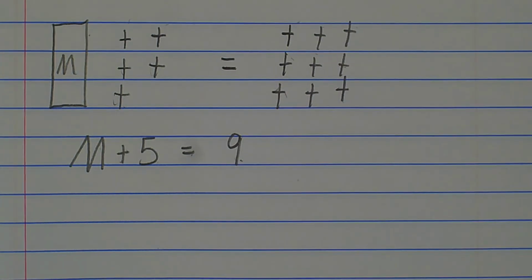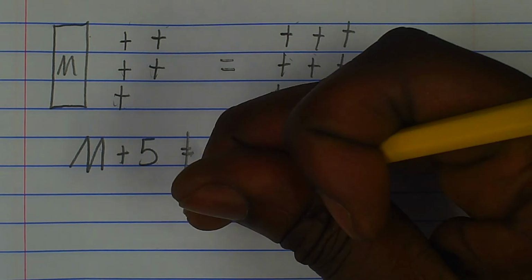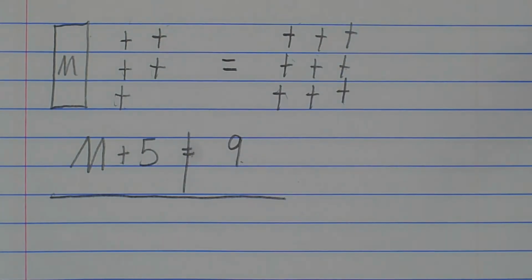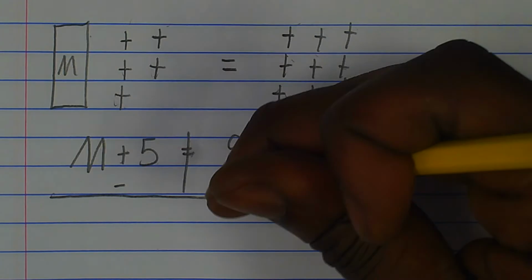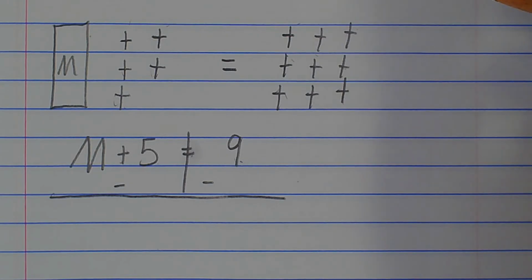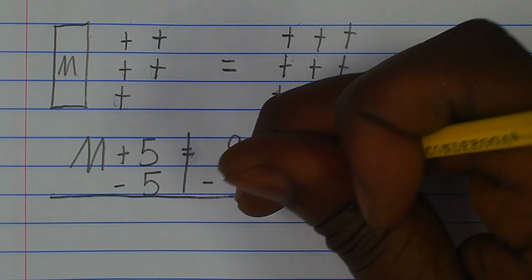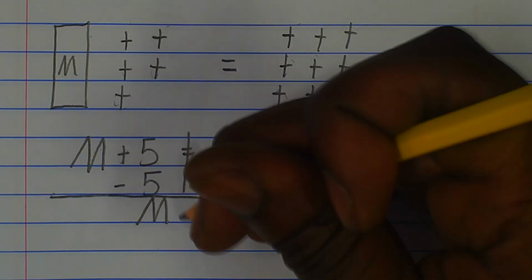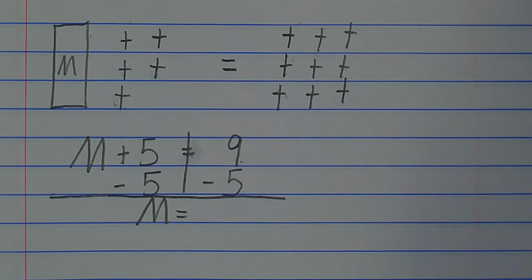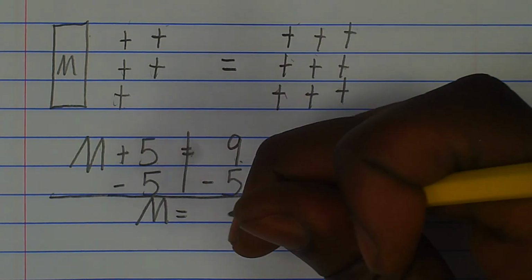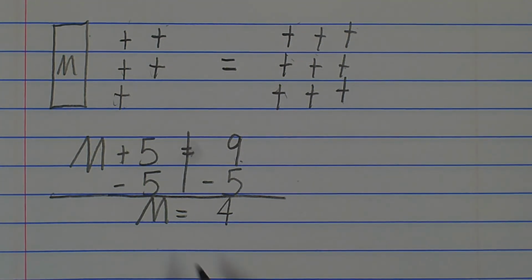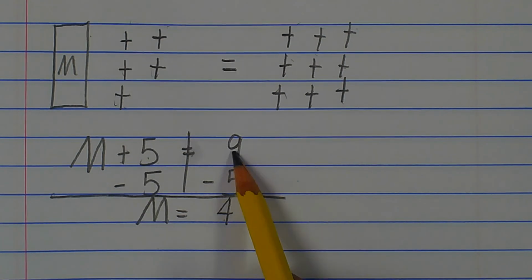All right. So now we just do the same thing. Isolate the variable. How will we isolate the variable here? Subtraction. What are we going to subtract from both sides? 5. Very good. Thank you, guys. And then once we subtract 5 from both sides, we're going to have m equals what value? 4. Okay. All right. So now, of course, we can check: 4 plus 5 equals 9.